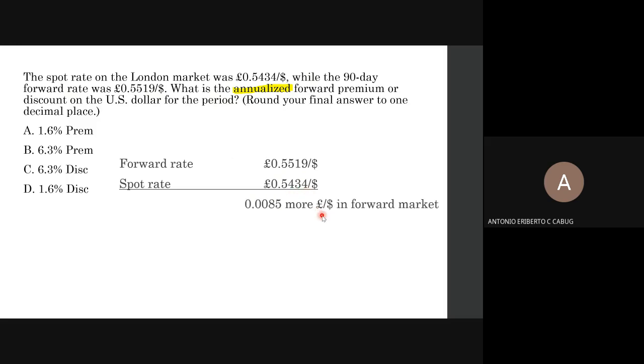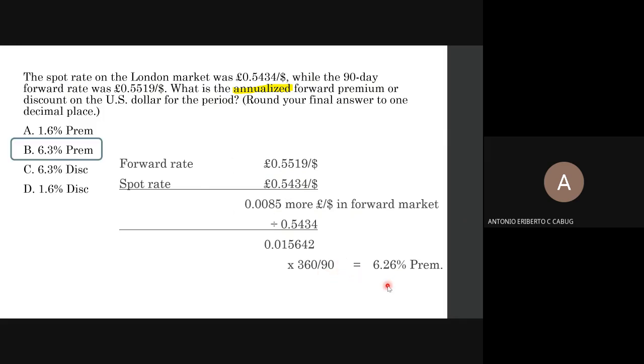There's a difference of 0.0085. 0.0085 more pounds per dollar in the forward market. Just divide this by the spot rate, you have 1.56%. This is good for the 90-day forward rate. So to annualize this, times 4, or 360 over 90, that would give you 6.26%. The best answer is letter B.